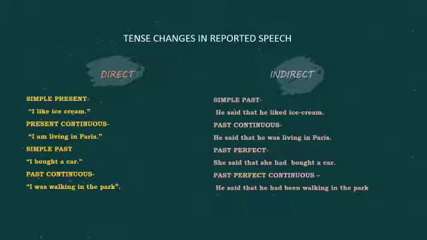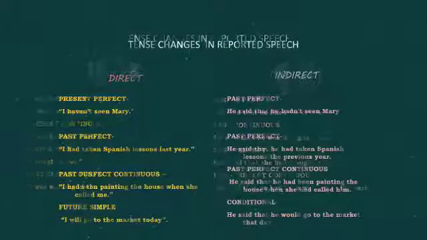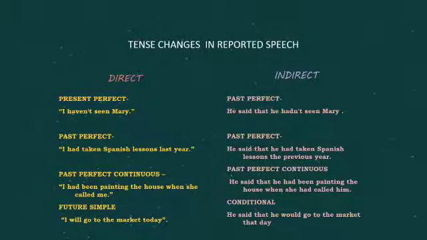Simple past, "I bought a car," becomes past perfect. She said that she had bought a car. Past continuous, "I was walking in the park," becomes past perfect continuous. He said that he had been walking in the park. Present perfect, "I haven't seen Mary," becomes past perfect. He said that he hadn't seen Mary.